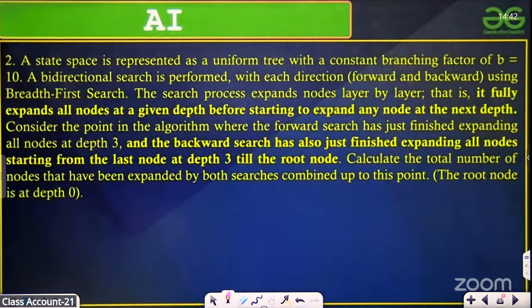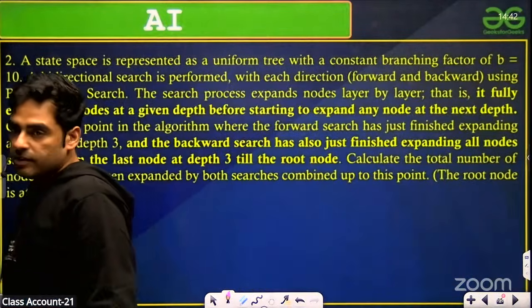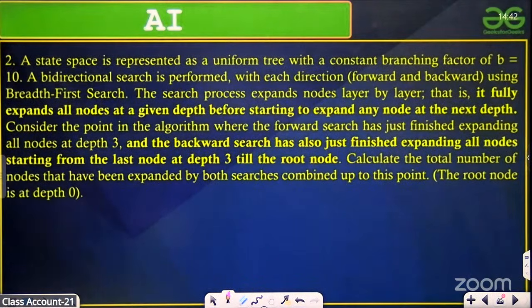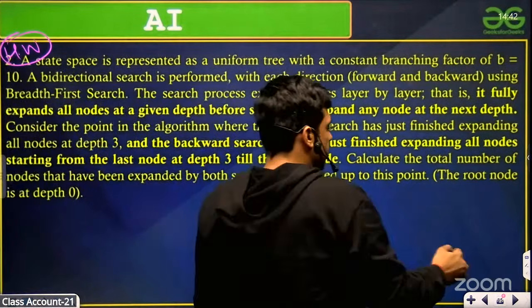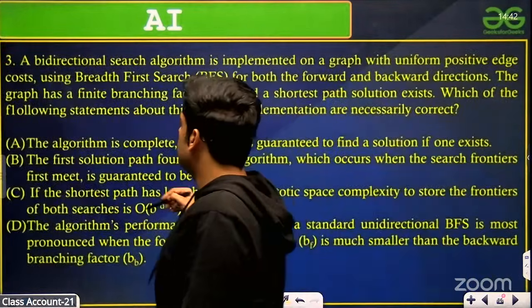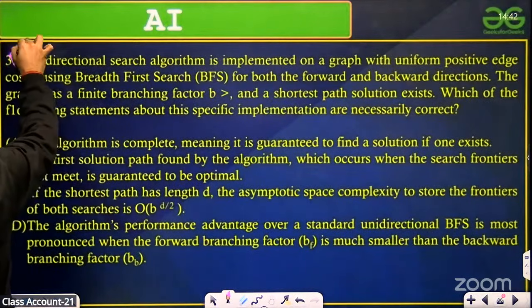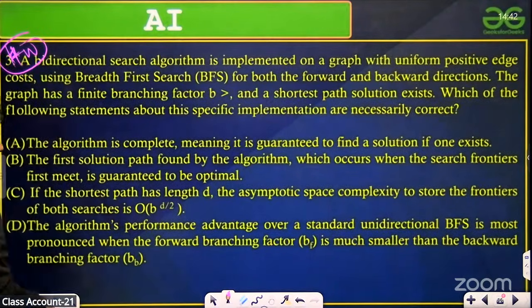Okay, so I am giving you certain questions for homework. This question I am giving you for homework, and again this question I am giving you for homework. So you have to do two questions in homework for bidirectional search.